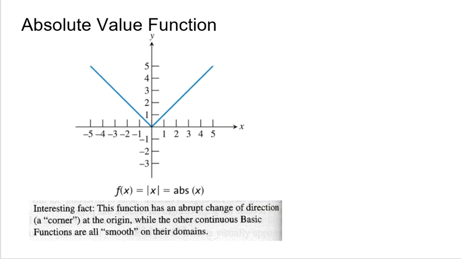Here is an absolute value function. We see this sharp V. That's the instant sign of an absolute value function. And that is just the absolute value of x. You could use the absolute value bars, or you could just write ABS.